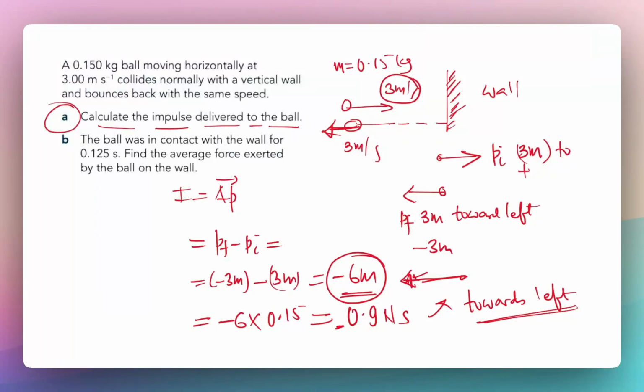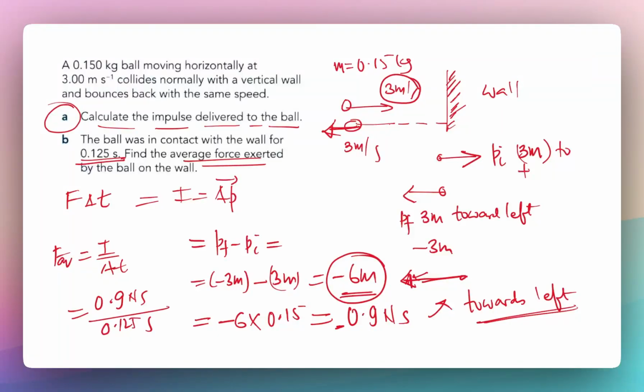Part 2: if the ball was in contact with the wall for 0.125 seconds, find the average force. That's very simple. The impulse is also going to be F into the time it takes. So my average force is going to be the impulse divided by the time. Impulse we have already calculated, 0.9 Newton second, and the time given is 0.125 seconds. So we simply divide 0.9 by 0.125, and that is going to be 7.2 newtons. You can see the seconds get cut. Basically, the force applied on the ball is going to be 7.2 newtons.